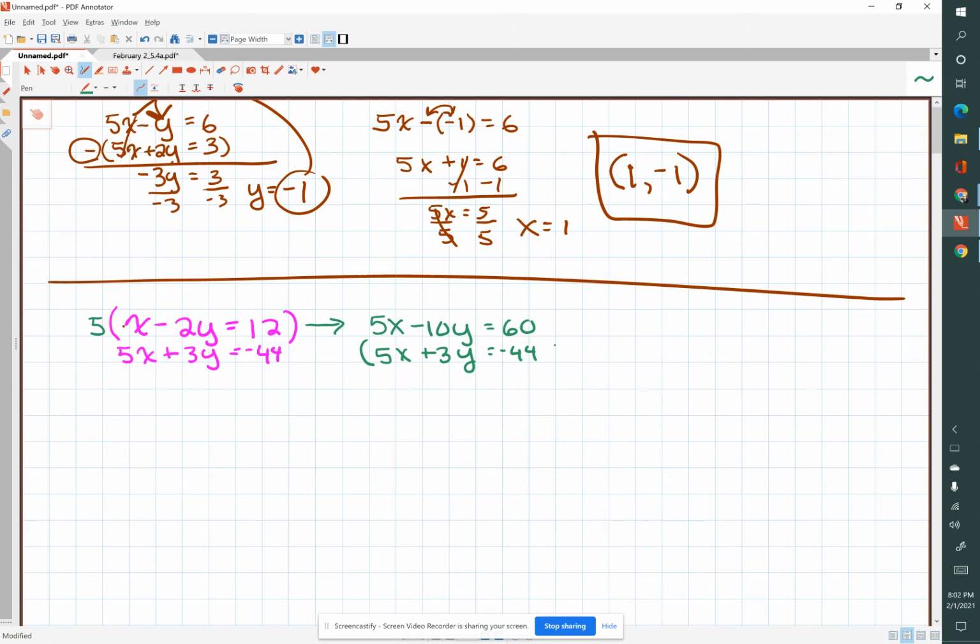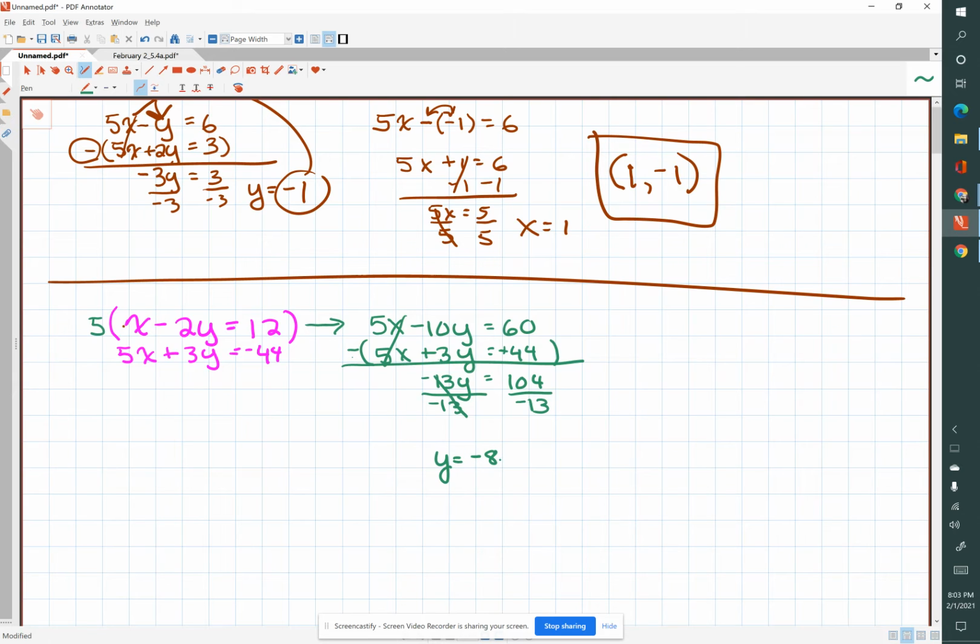Now I'm back at the kind of problems we had yesterday. Just subtract the second equation. So 5x minus 5x, the x's are now eliminated. -10 minus 3y is -13y. Now, be careful. When you subtract a negative, it's really adding a positive. So it becomes 60 plus 44, which is 104. And then we will divide both sides by -13 to isolate y, and y equals -8.